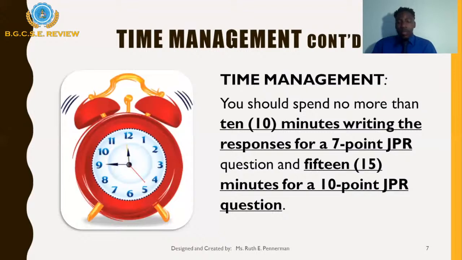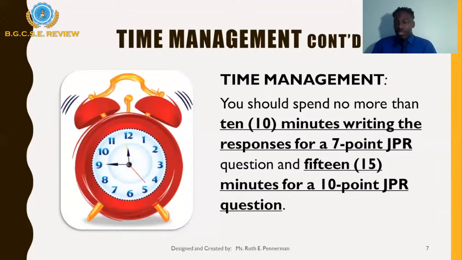Of course, my grandmother always said, if you fail to plan, I think many of us know the rest of that. We plan to fail. And so you want to have a plan, and you want to write your JPR response as effectively and as quickly and as neatly, of course, as possible. So please look at it again.